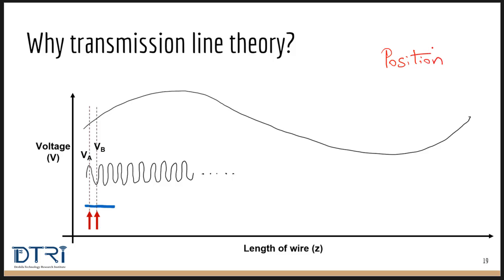So if you pick 2 points on the line, say voltage at point A on the line and voltage at point B on the line, the voltages can be represented as VA and VB, and VA need not be equal to VB, unlike a DC circuit or a low frequency circuit where VA is almost equal to VB.